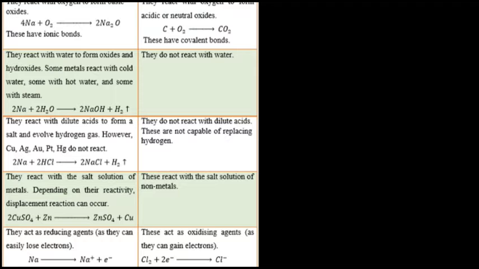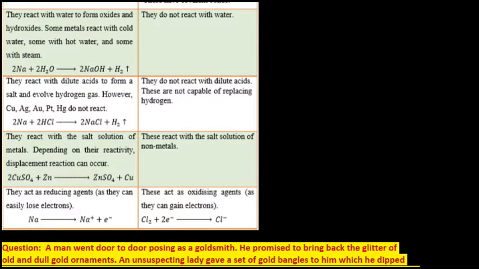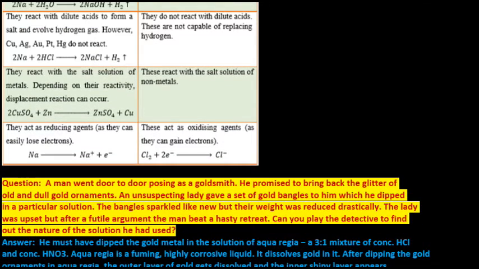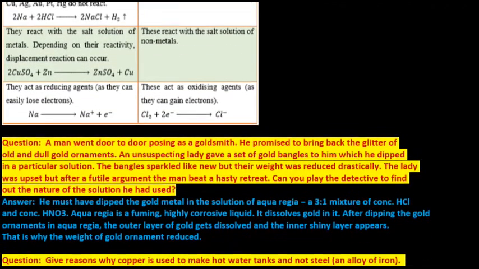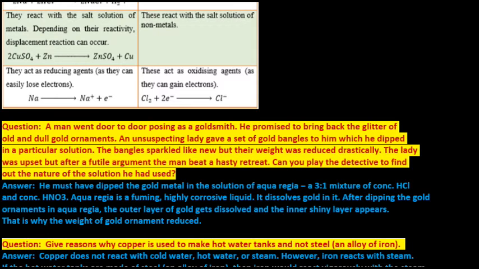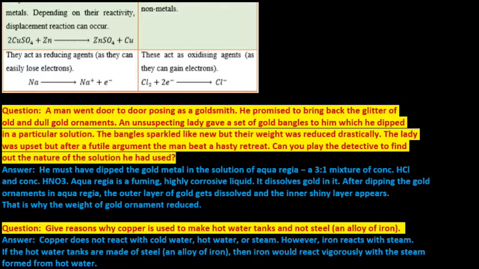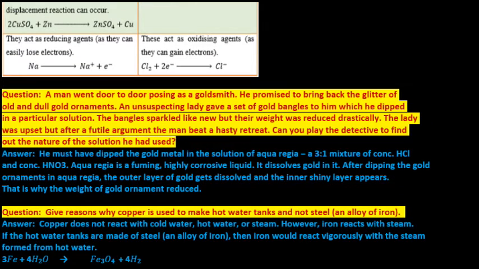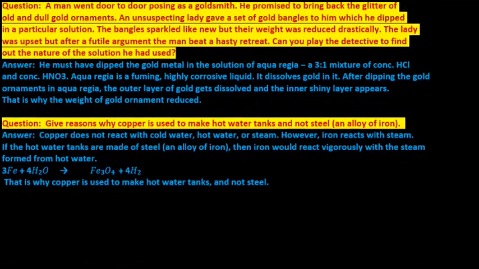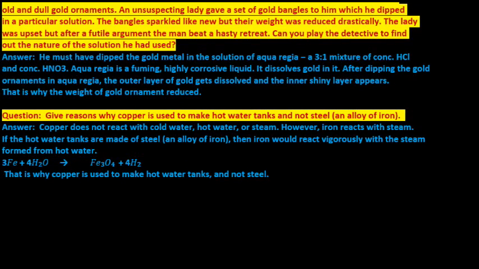Next, metals act as reducing agents as they can easily lose electrons. Na gives Na plus plus e minus. Nonmetals act as oxidizing agents as they gain electrons. Cl2 plus 2e minus gives 2Cl minus. Next question.